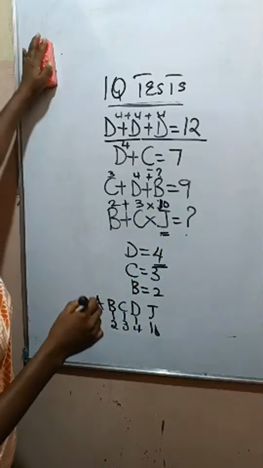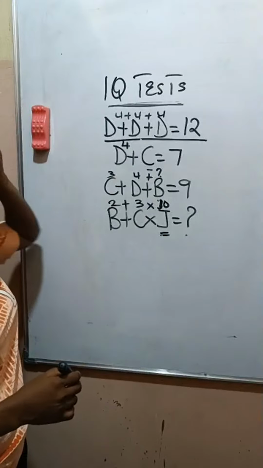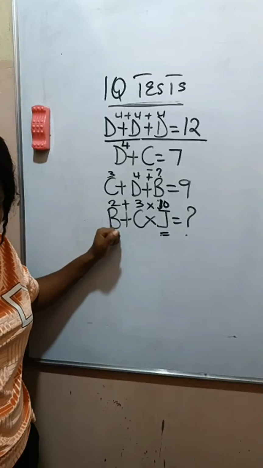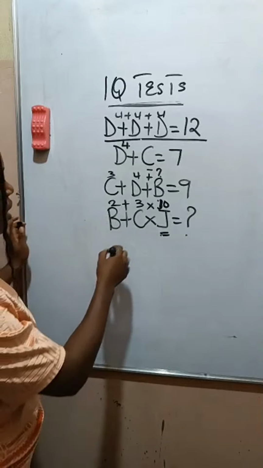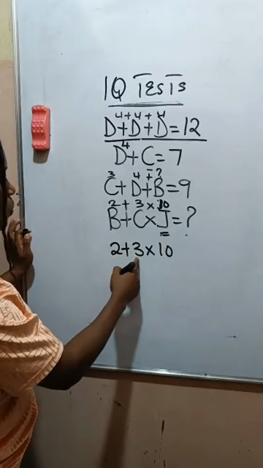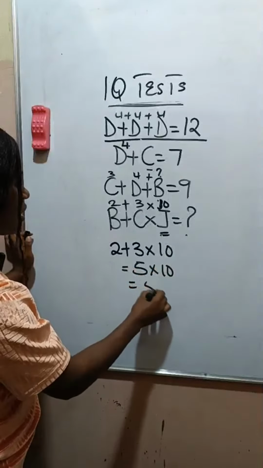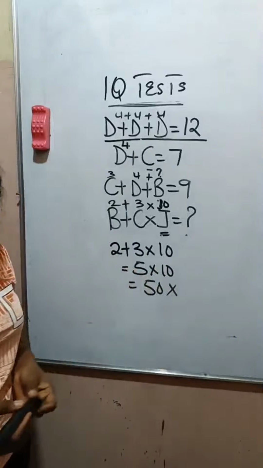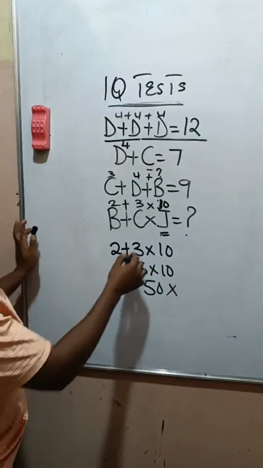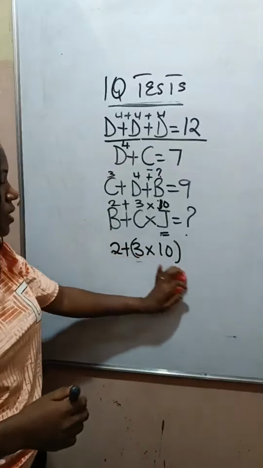You still have to be careful while solving this to use your BODMAS. Now, some of us, when we get to this point, we still fail it because some of us will say 2 plus 3 times 10. We say 2 plus 3 is 5, 5 times 10 is 50. And this is wrong. Remember your BODMAS. According to your BODMAS, you must multiply before you add. So these are the things we should always have in mind.